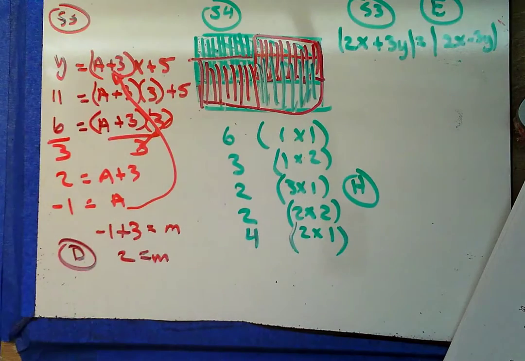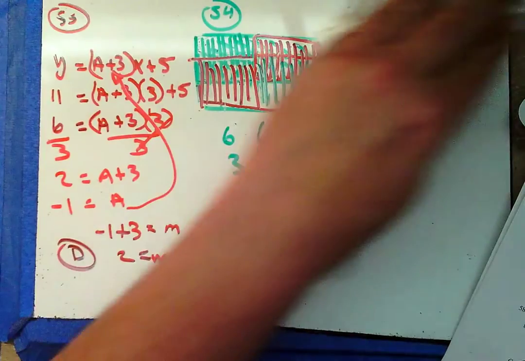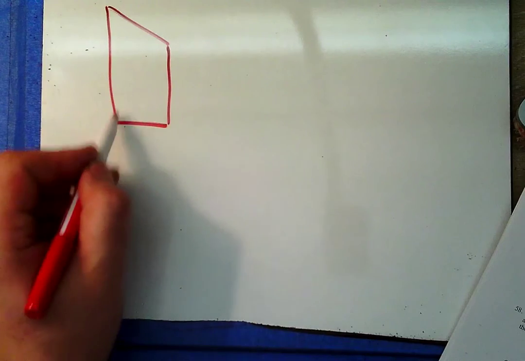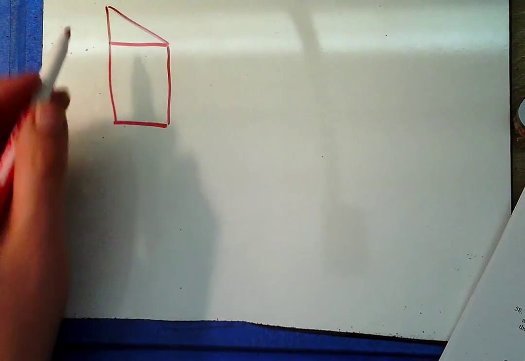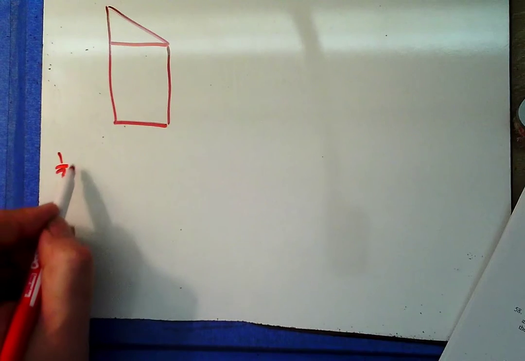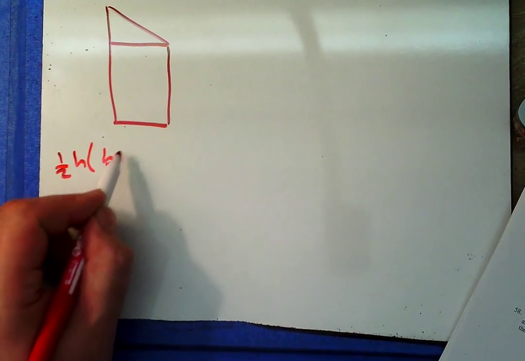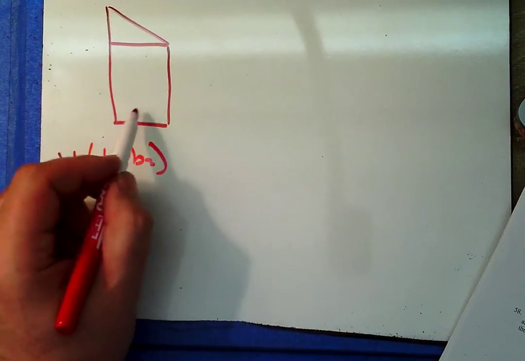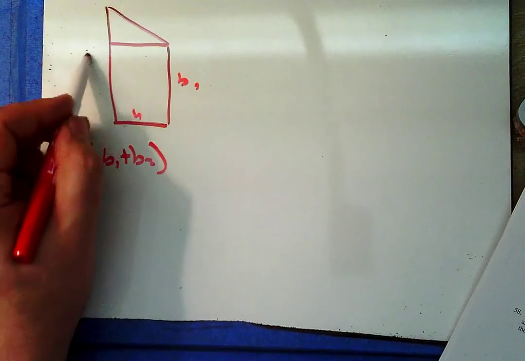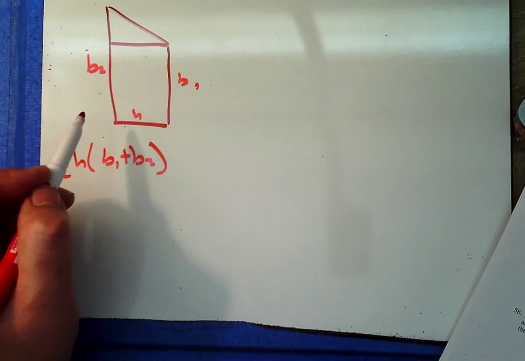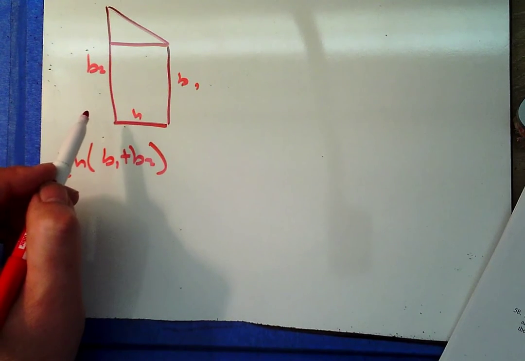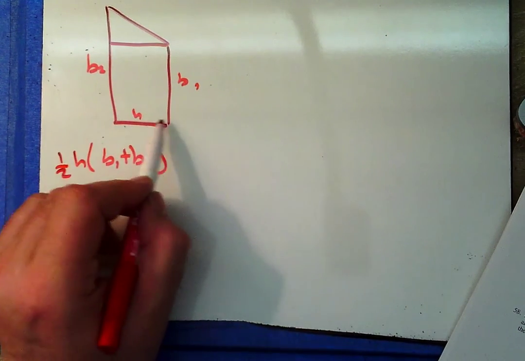56. What is the ratio of the area of the little trapezoid to the big trapezoid? Well, in order to find those areas, I need the formula for area of a trapezoid. And that formula is 1/2 height times base 1 plus base 2. Here's the height, here's base 1, here's base 2. And in this picture, I don't see all that information. I don't see the height.